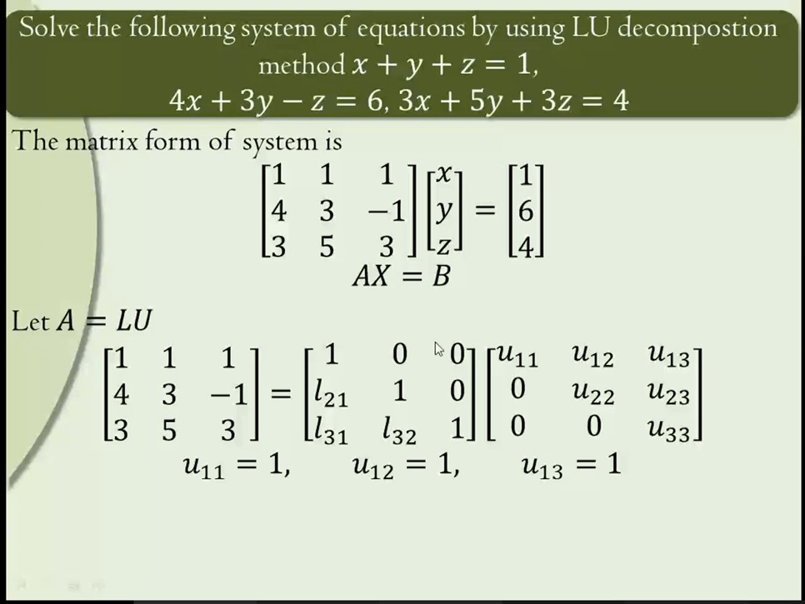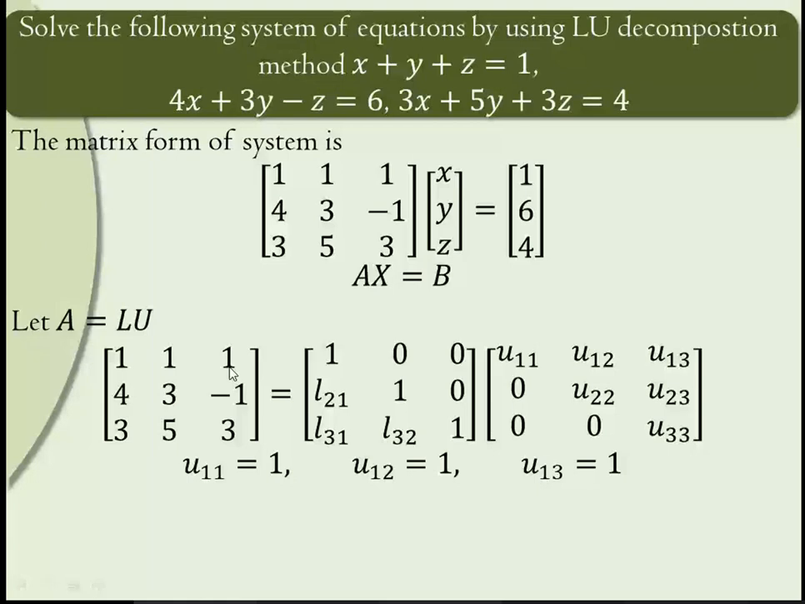Multiply the first row with the second column. It will be 1 into U12, 0 into U22, 0 into 0. That will be equal to the first row second column element, 1. Multiply the first row with the third column: 1 into U13, 0 into U23, 0 into U33. That is equal to the first row third column element, that is 1.